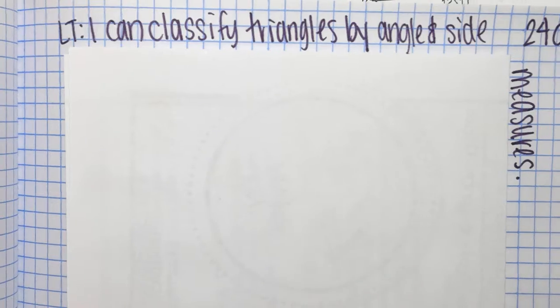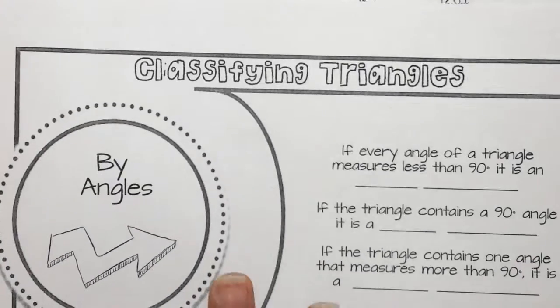All right, so we're going to talk about triangles by angles. There is acute and obtuse and right.